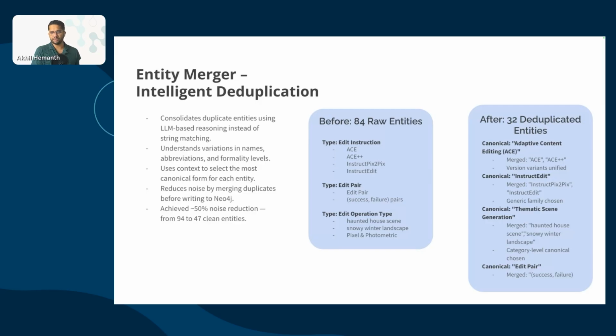So from the five chunks, we got about 84 entities. Just to give an example, edit instructions, you had ACE++, instruct picks to picks, and instruct edit pairs, and also edit operation type. These had almost similar reasoning. And so it merged whatever it thought was similar, and it came down to 32 deduplicated entities.